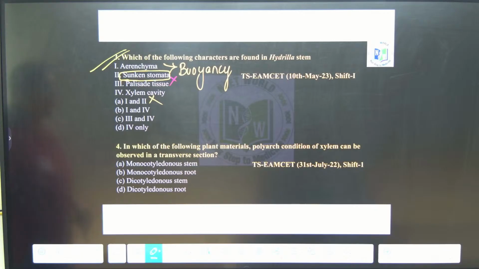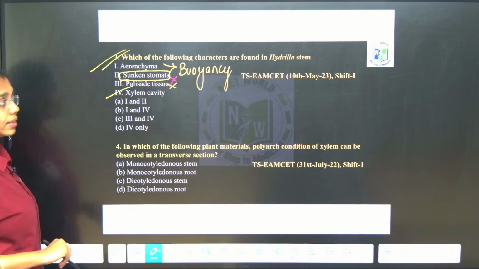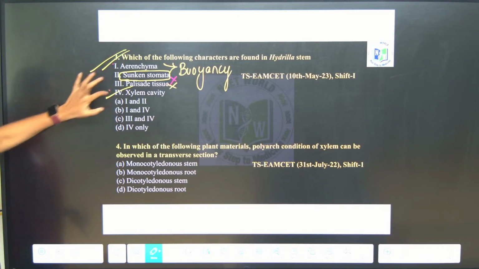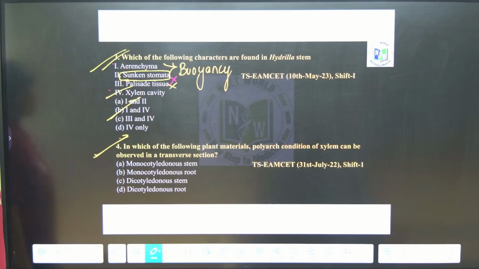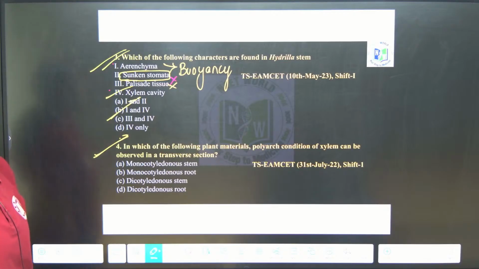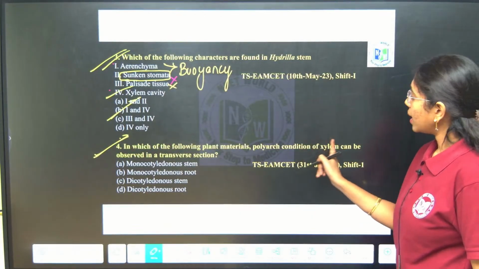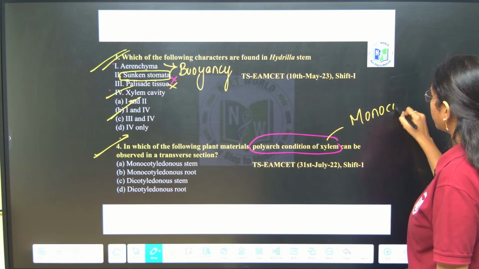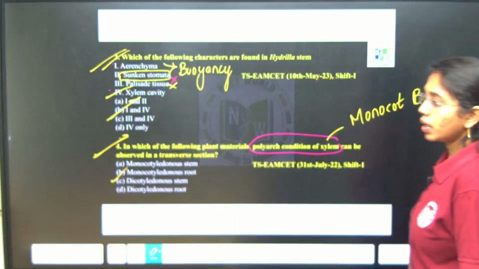Stem he is saying, no. So palisade tissue will be there in the leaf, not in the stem. Xylem cavity will be there in the stem. Fine, right? Because that is schizolysigenous in origin, cavities will be present. So it is 1 and 4, option B. This you see, fourth question. In which of the following plant materials polyarch condition of xylem can be observed in the transverse condition? Polyarch condition of xylem is observed in what? Monocot root. Very direct question. Option B. Next question ma?